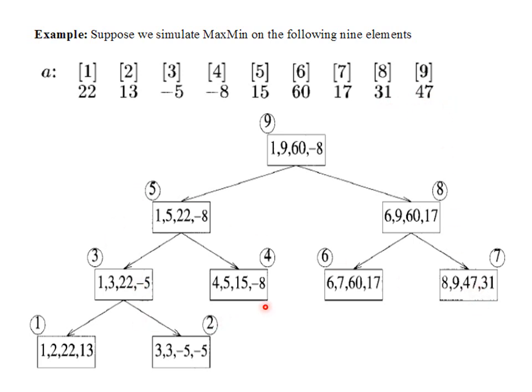Now here there are two items, so when we are dividing, we go to 4 and 5. There are two items and no more division, that is we are not dividing the problem again, because with two items the answers are directly available. So go to 4 and 5 index values, where 15 is the maximum value and minus 8 is the smaller value.